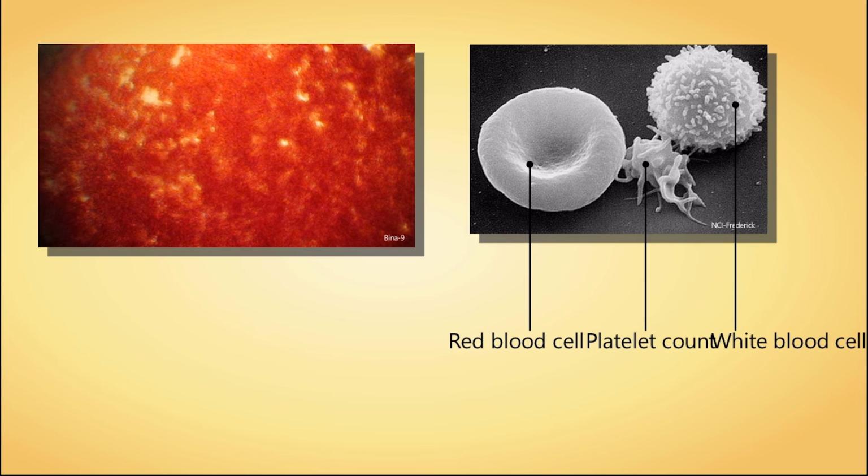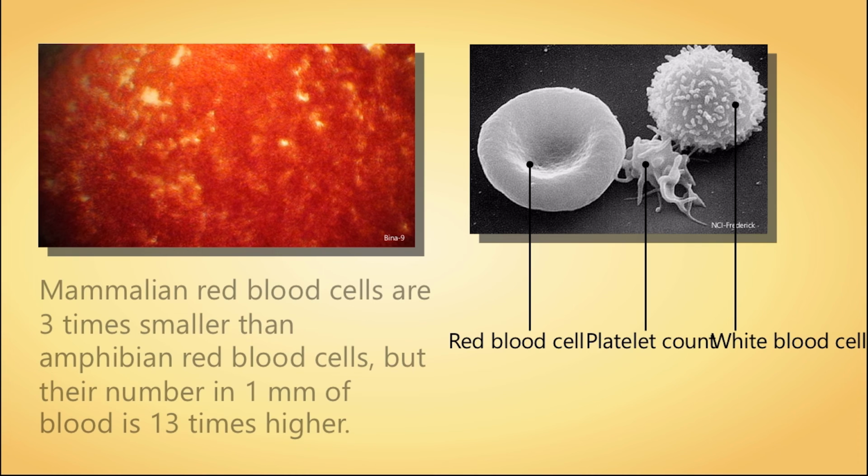The shape, size, and number of red blood cells changed. In fish, red blood cells are large and move more slowly in the bloodstream. Cold-blooded vertebrates have very large blood cells with low oxygen demand. In the salamander, they are visible to the naked eye. Mammalian red blood cells are 3 times smaller than amphibian red blood cells, but their number in 1 millimeter of blood is 13 times higher.